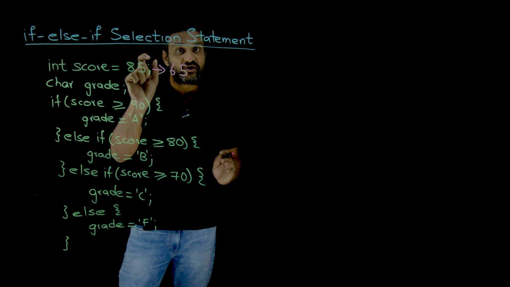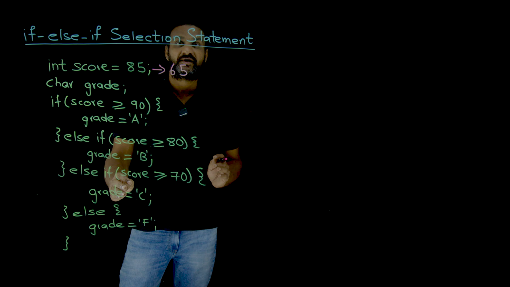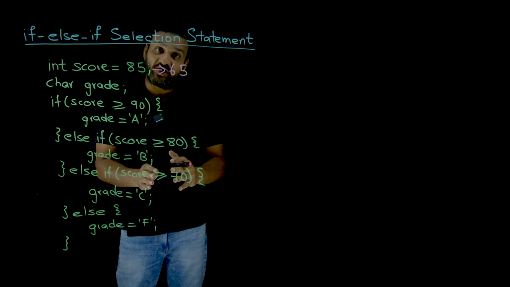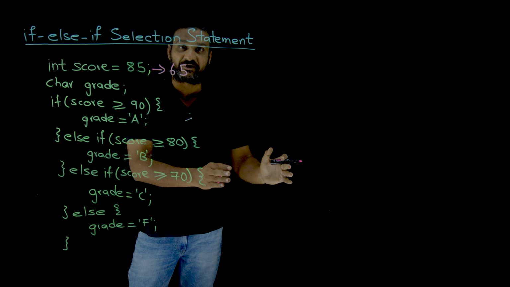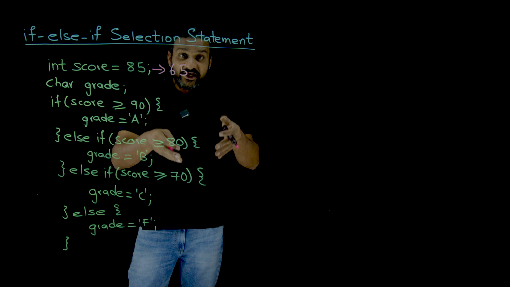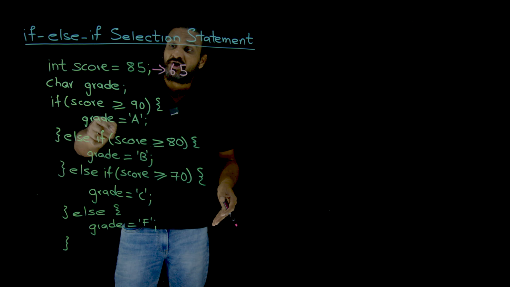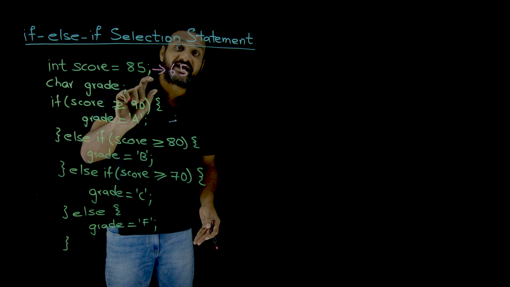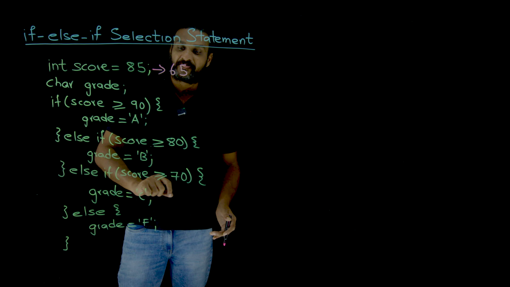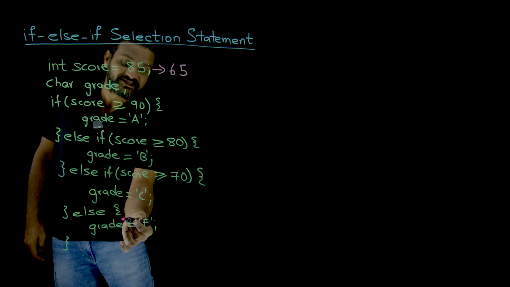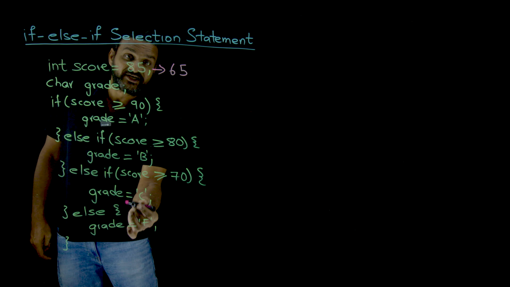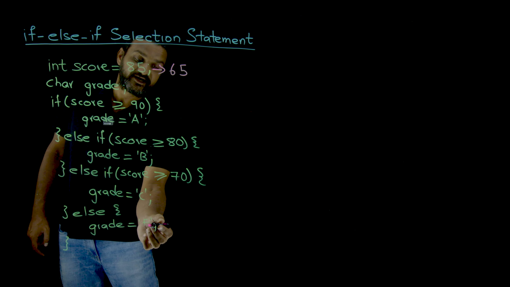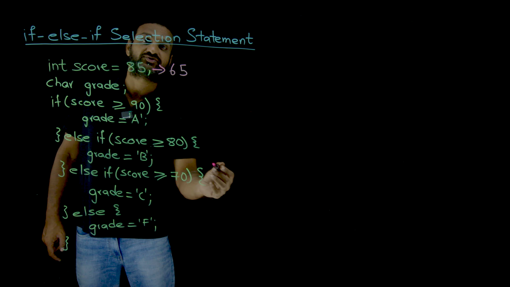That is the end of all the options. This else statement is not mandatory. It may or may not be used based upon the requirement of the program. But in our case, we have an option where if none of these options are true, then we have to allocate a grade of F to the student. Now we come into this else statement, which is a default option. If none of these options are true, then we are going to allocate a grade of F to the student.